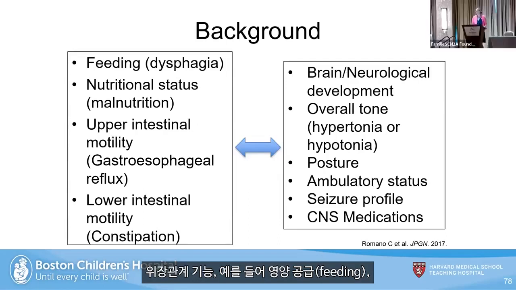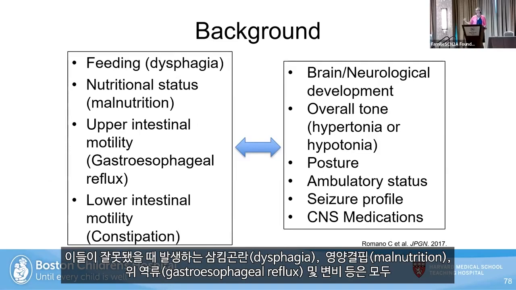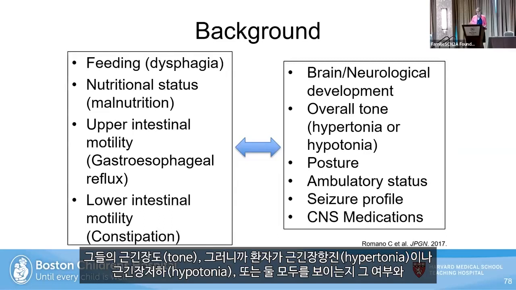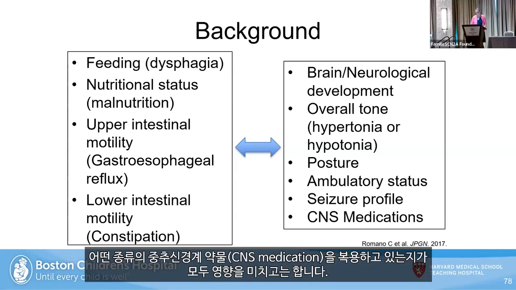So gastrointestinal functions such as feeding, nutritional status, upper intestinal motility, and lower intestinal motility, or when they go wrong, the dysphagia, the malnutrition, the reflux, and the constipation are all tied into an infant and child's brain and neurologic development, their overall tone, whether they have hypertonia or hypotonia, or a combination of both, what their posture is like, their ambulatory status, their seizure profile, and what sort of central nervous system medications they may be on.